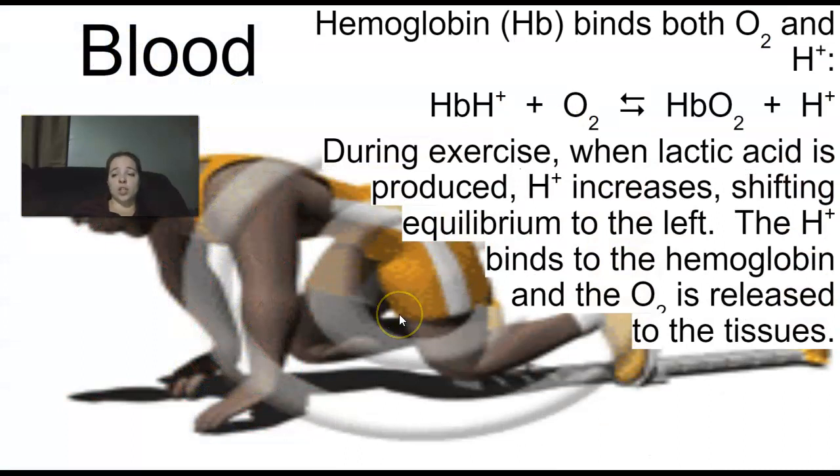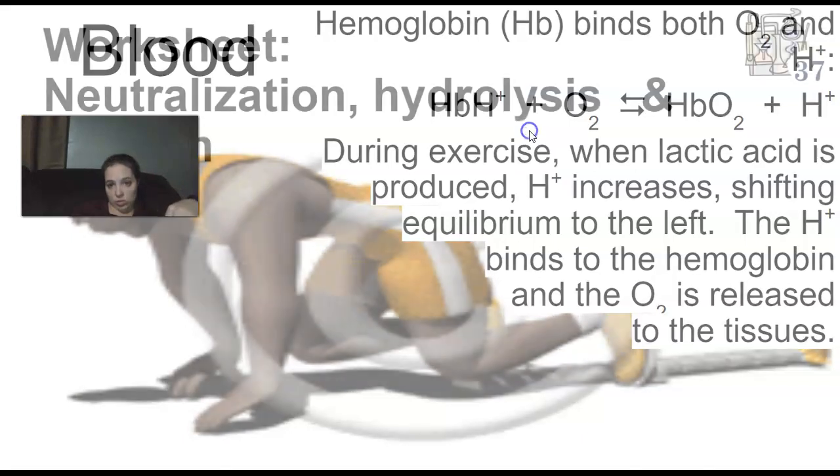Hemoglobin binds both oxygen and hydrogen. So HbH, the hemoglobin and the hydrogen, with oxygen gives you hemoglobin oxide and H+, acidic. During exercise, that's when lactic acid is produced and H+ is increased. If you hold out your arms with a book in them, even a light book, and just hold it and hold it, your arms are going to start to hurt. That's the lactic acid building up, because you have all that oxygen coming in and not getting replaced. So it shifts the equilibrium to the left. The H+ binds the hemoglobin, and the O2 is released into the tissues.